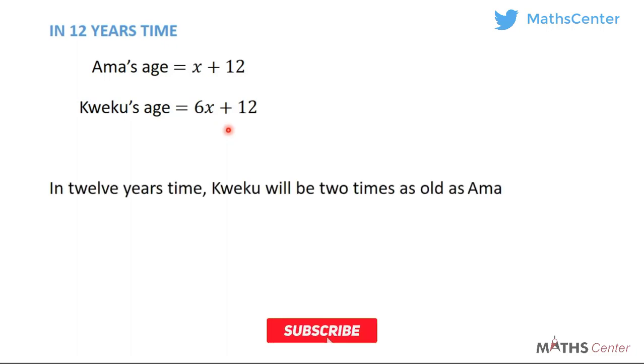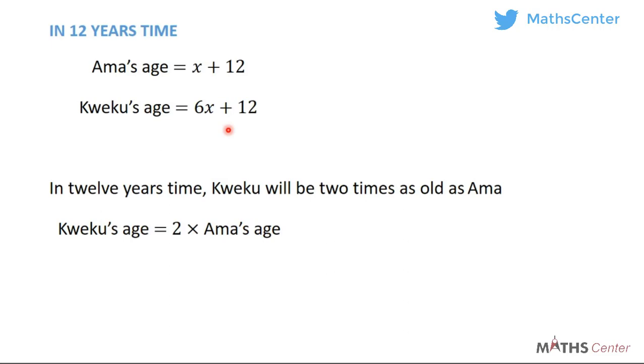The question told us that in 12 years time, Kweku will be 2 times as old as Ama. What that means is that in 12 years time, Kweku's age will be 2 times Ama's age. I hope that is clear. For now, Kweku is 6 times as old as Ama. But in 12 years time, Kweku's age will be 2 times Ama's age. What is Kweku's age in 12 years time? It's 6x plus 12. What is Ama's age in 12 years time? It's x plus 12.